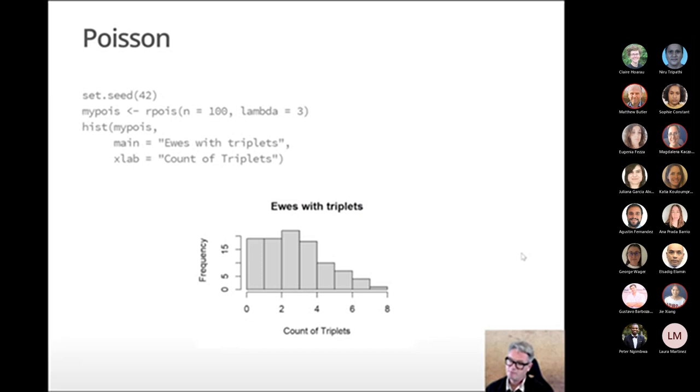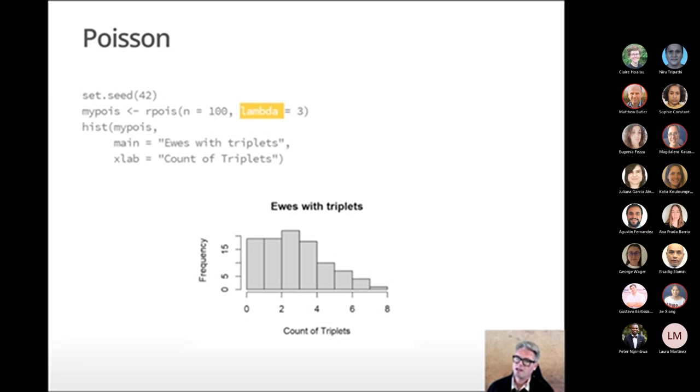So on the boot camp, I explained that I have simulated some data. I've used the set.seed function to simulate the data, and I've set the seed to an arbitrary value. And here I've made the data with the rpois function. It's a random Poisson variable. I'm drawing 100 observations, and I've set the lambda, the Poisson parameter, to 3. The story that I tell is that this is the count of ewes with triplets. It's a rare event. So in any year, you might count how many ewes have triplets.